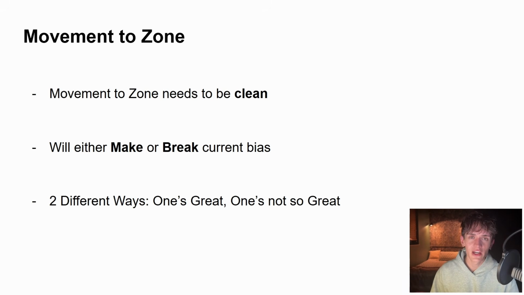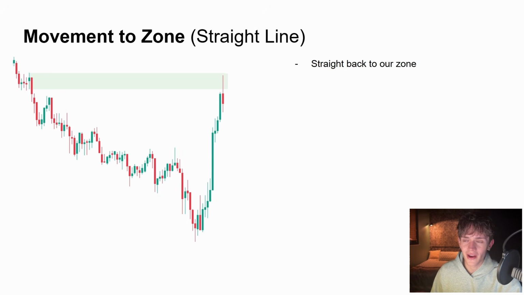Now, there are essentially going to be two ways that price can come back to our zone. One's going to be great to see, and one's going to be not so great to see. For this example, I have a supply. I'm really trying to drill it into your heads that it's important to see both. But as you can see, price is coming back to our zone after breaking that liquidity's low. This is a supply example, so we're looking for a downtrend. Therefore, we want to keep making bearish market structure.